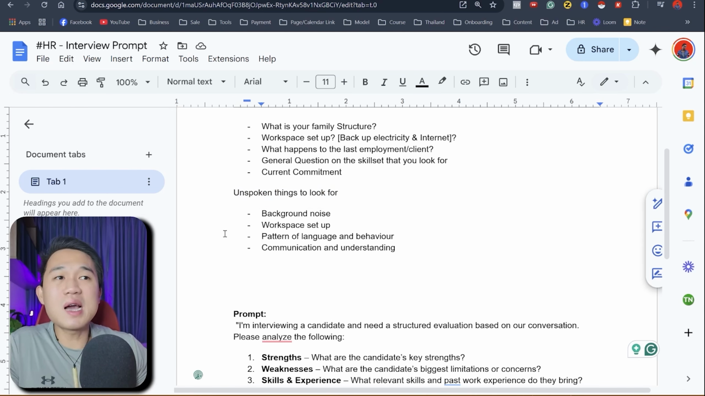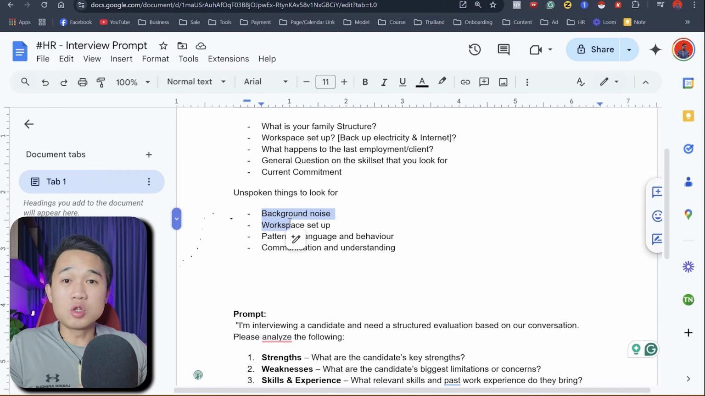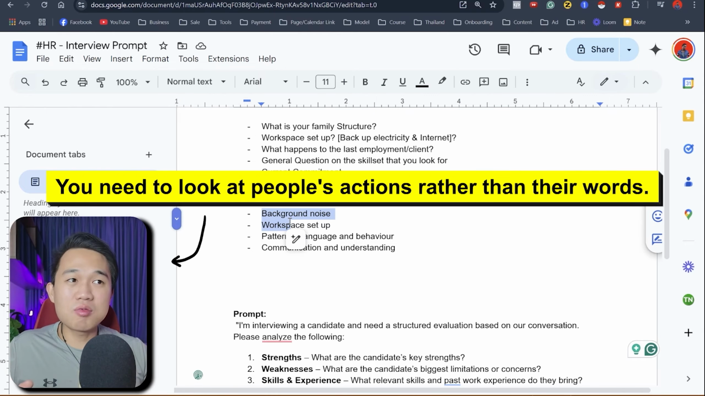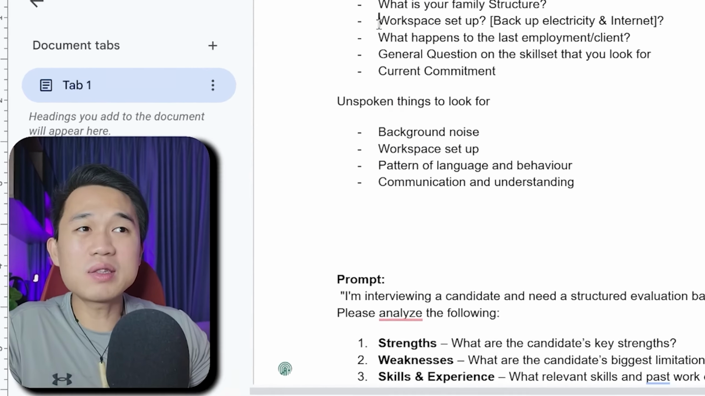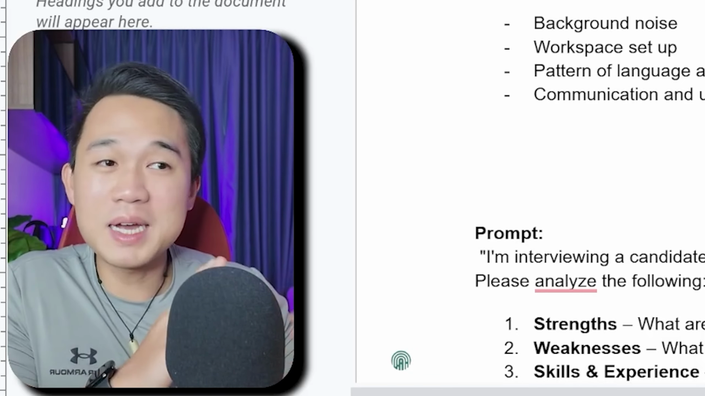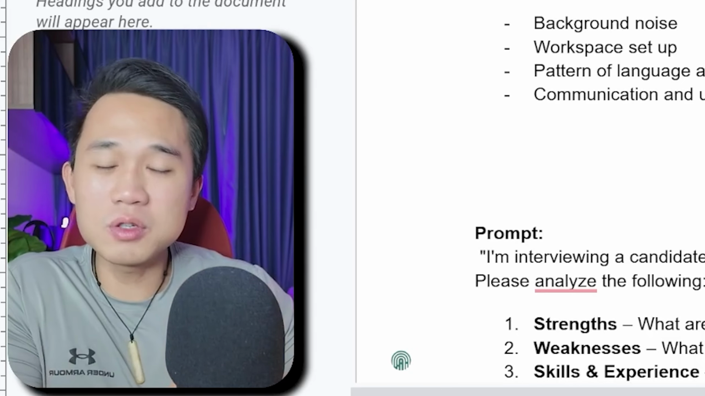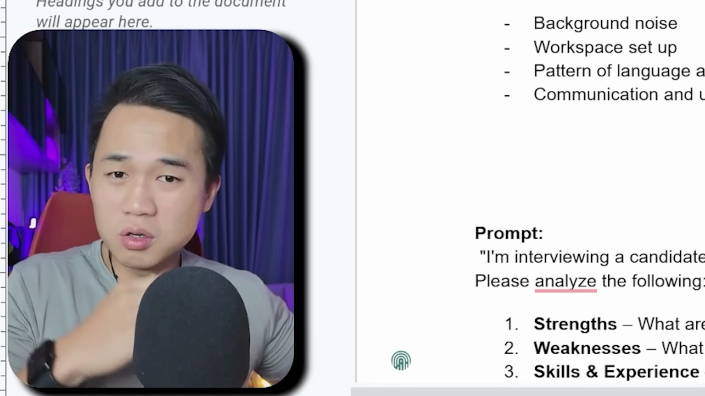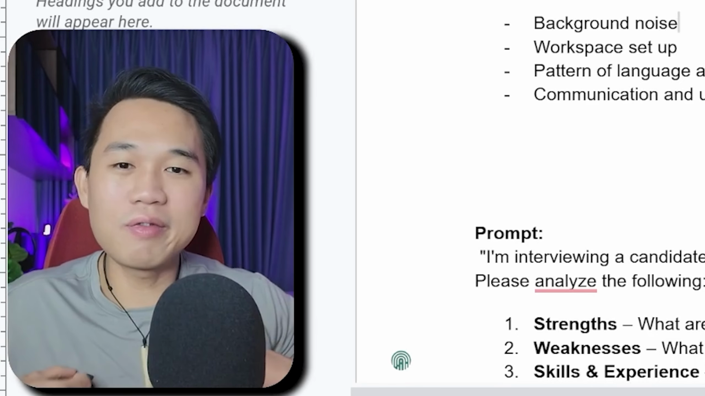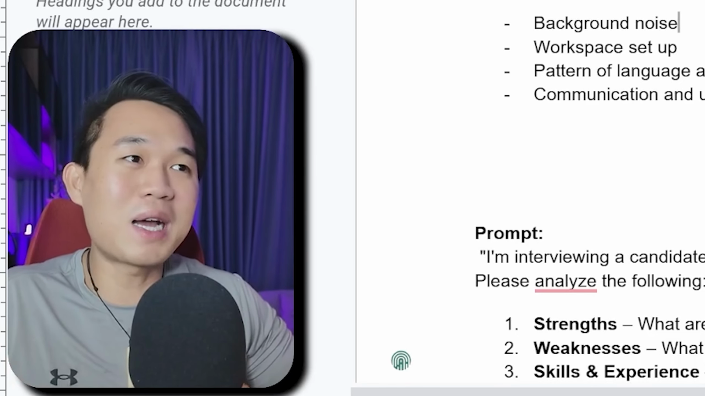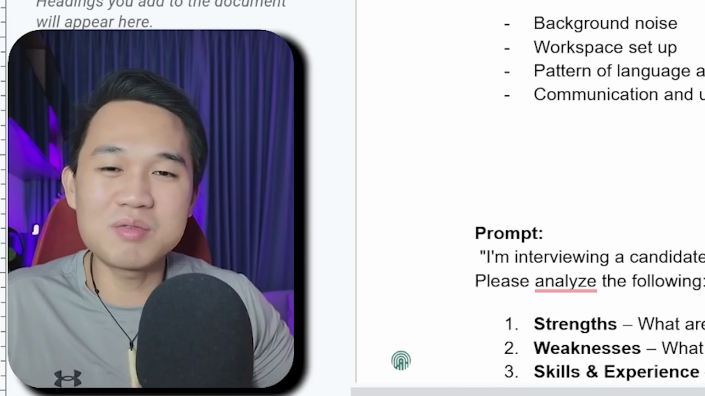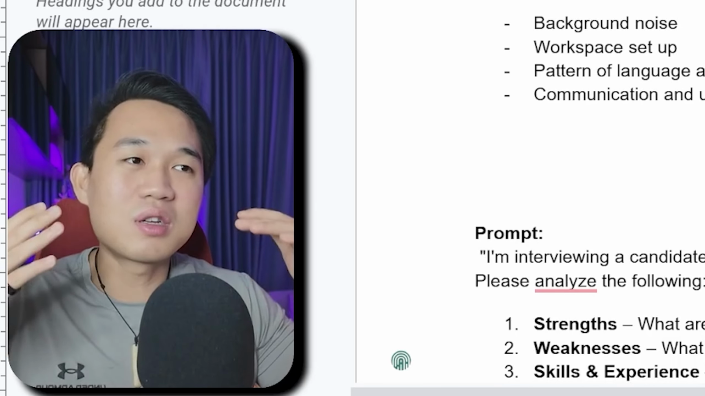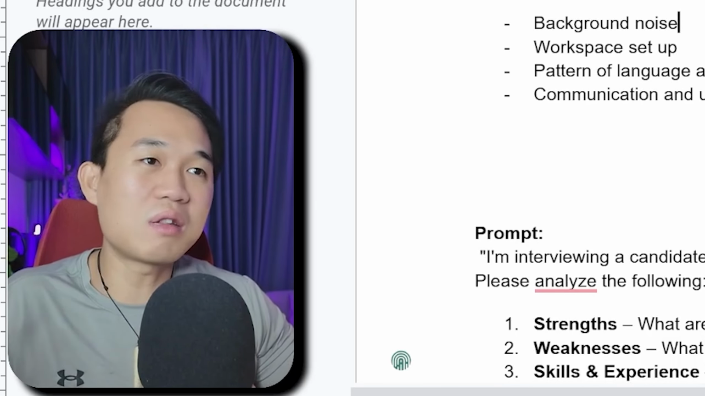So basically, the unspoken thing to look for is you want to be looking for people's actions rather than their words, okay? If someone says, I have a backup electricity and backup internet, but when you jump onto a Zoom call with them, they have clothes everywhere in their background, they have a kid crawling and screaming, they're wearing a tank top. Obviously, the backup electricity and backup internet doesn't really matter because they have such a messed up workspace. That's not going to work, right?